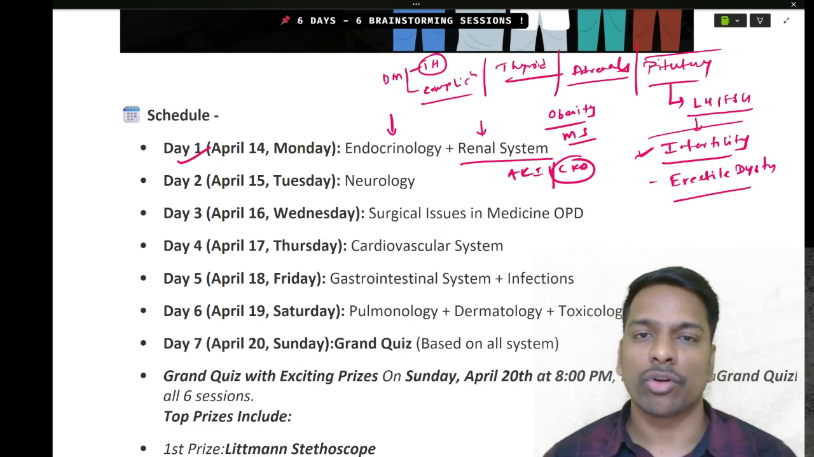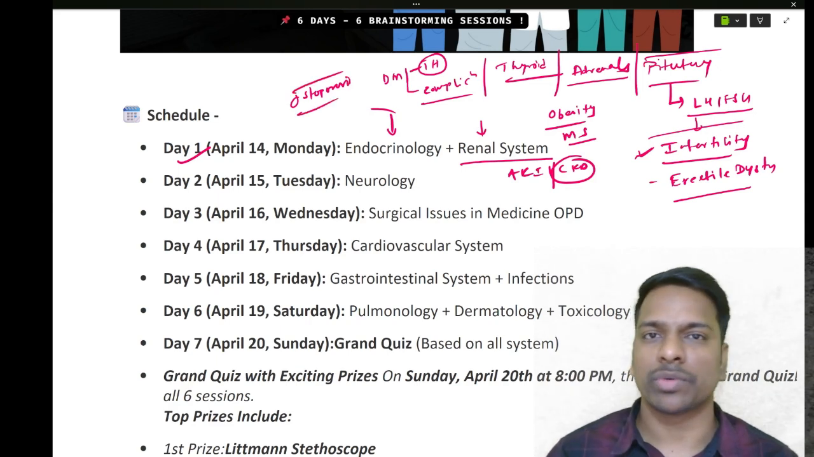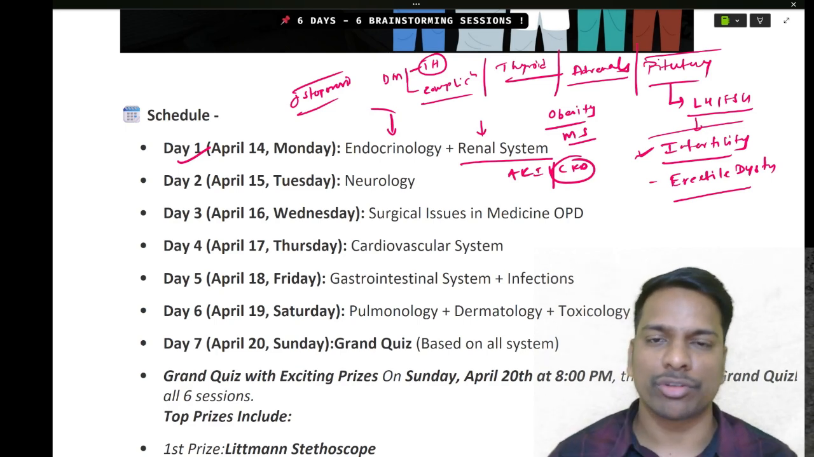One more thing in endocrinology is left to say, about osteoporosis. Bone health and osteoporosis we're going to discuss here, because that's also one of the commonest manifestations you can get in OPD practice, right? So that's about the first module, endocrinology and the renal system.